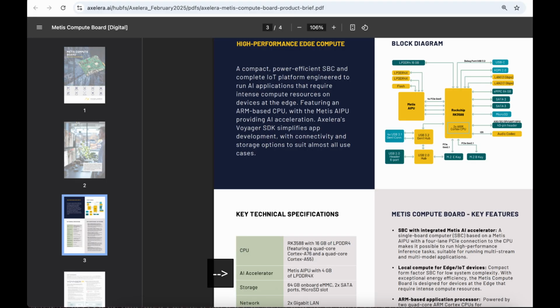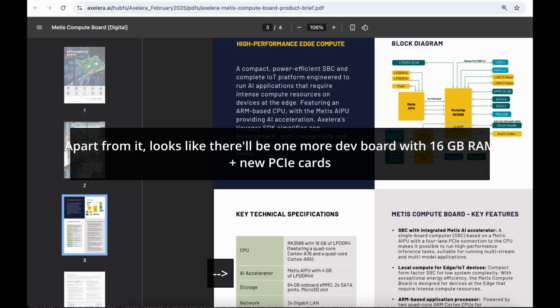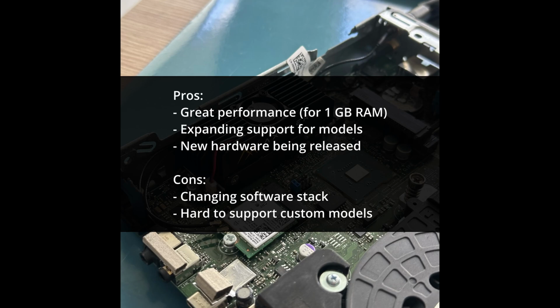Looking at their upcoming hardware product briefs, they will release development boards and PCIe cards with 4 and 16 GB of RAM. So till then, I'll just need to wait patiently. It would be interesting to get an evaluation board with 16 GB to test out the new features. But for now, I must say it's a nice tool with quite decent performance for classification tasks.